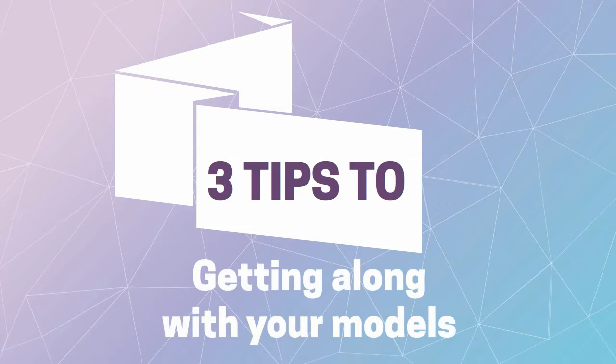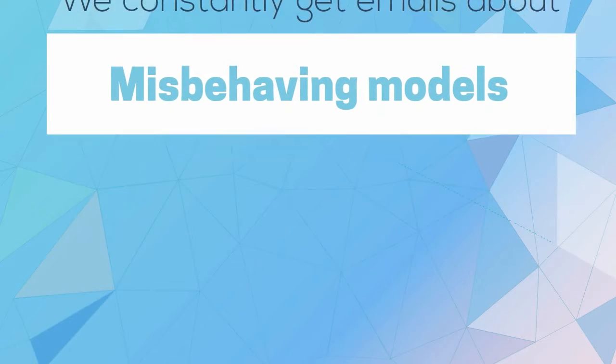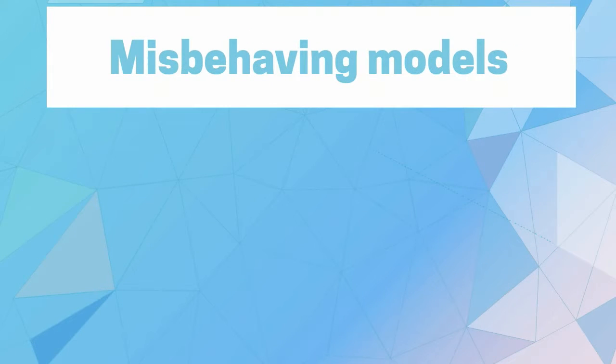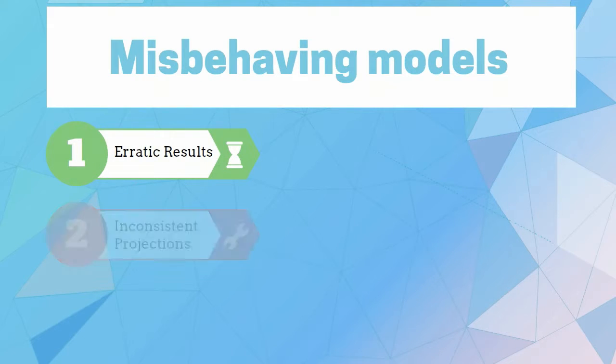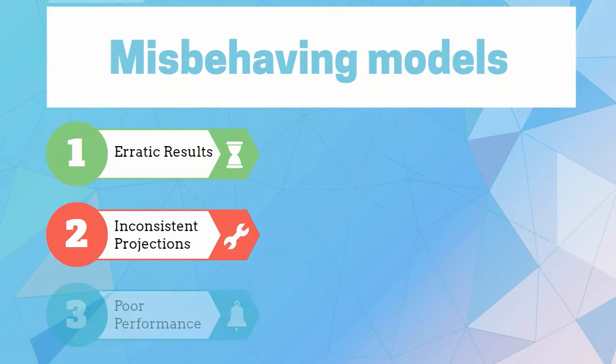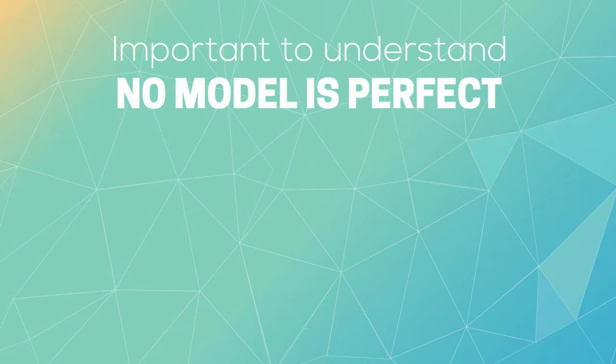Hello, in this tutorial we're going to talk about 3 things that you can do better to get along with your models. We constantly get emails about misbehaving models. A misbehaving model might give erratic results, give inconsistent projections, or perform poorly and everything in between. For this reason, it is important to understand that no model is perfect.